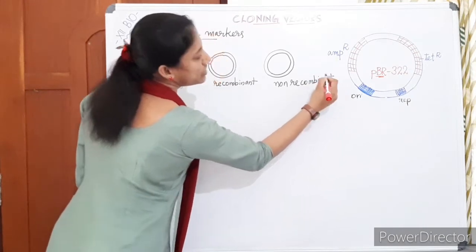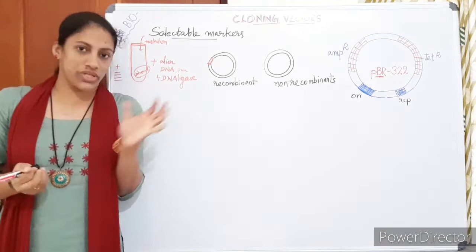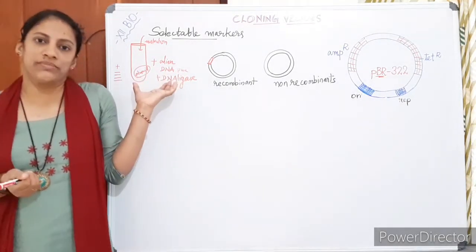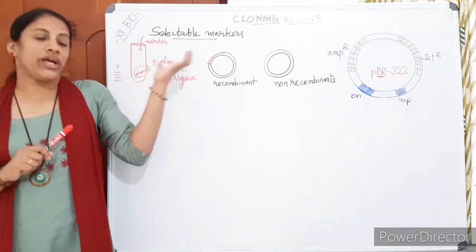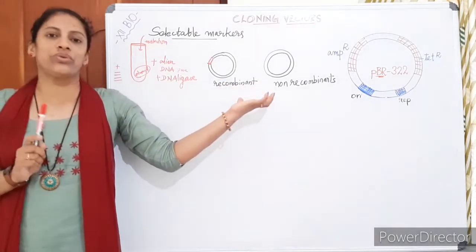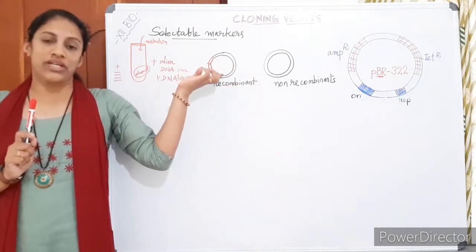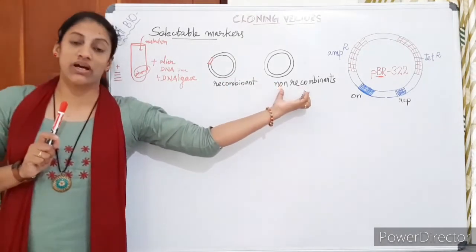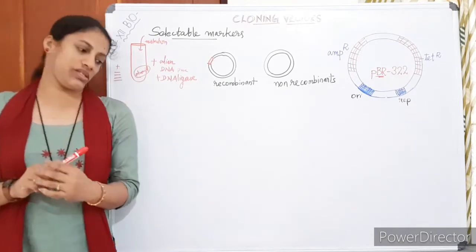Okay, so we have no method to distinguish it now. After the action of restriction enzymes and after the insertion of the foreign gene, we have the chance of getting two types of plasmids. Plasmids with successful recombination are recombinants, whereas the other types are non-recombinants. Are you okay? This is the first step.